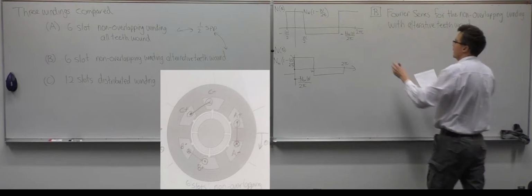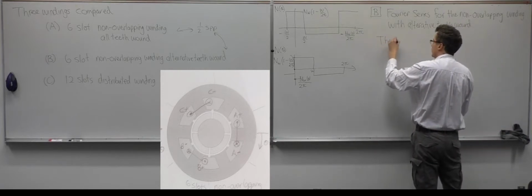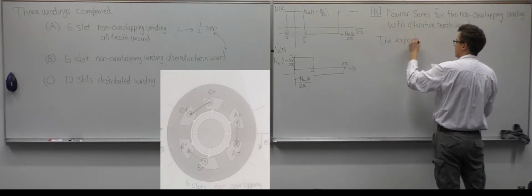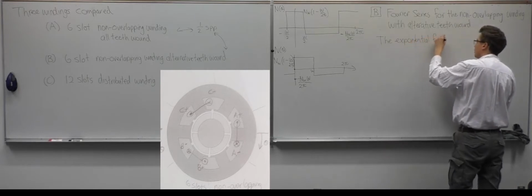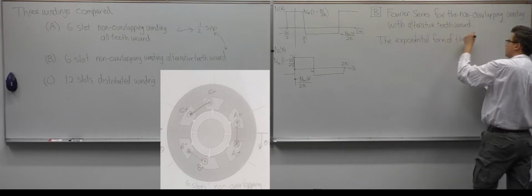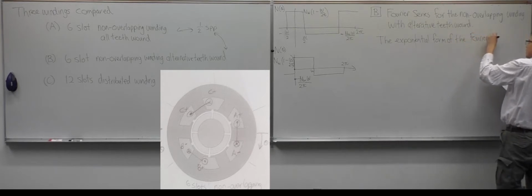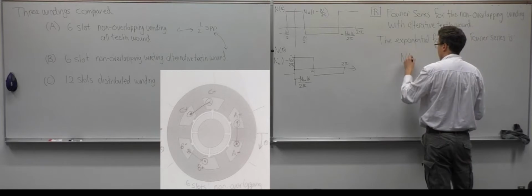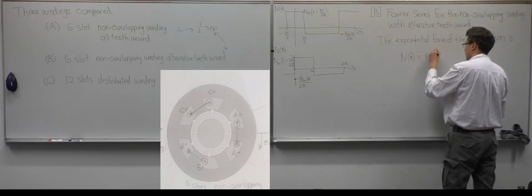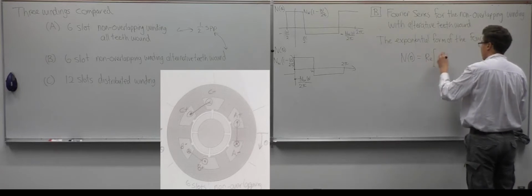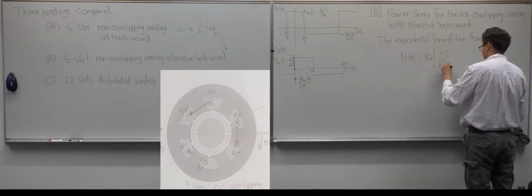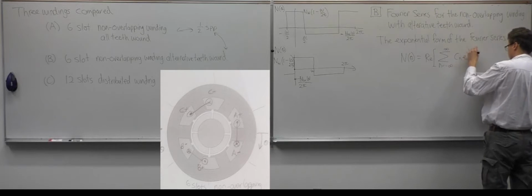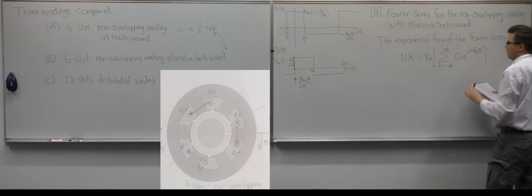So the exponential form of the Fourier series for the winding function, evaluated for the real part, is the summation from minus infinity to infinity of this here.